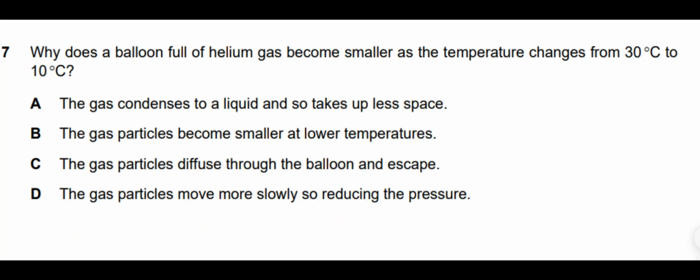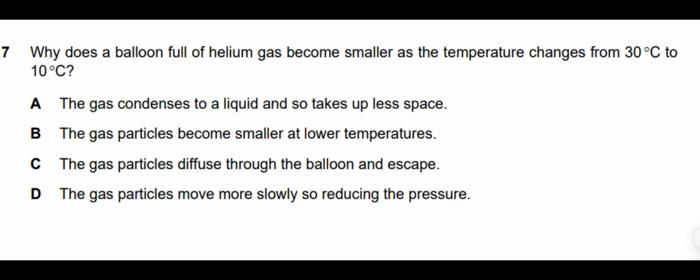The question says, why does a balloon full of helium gas become smaller as the temperature changes from 30 to 10 degrees? As we see in the question, the temperature is decreasing. So decreasing the temperature will decrease the kinetic energy of the particles. According to the KMT, which is kinetic molecular theory, when the particles lose kinetic energy, they are very slow in their motion. They come closer to each other and change the state.